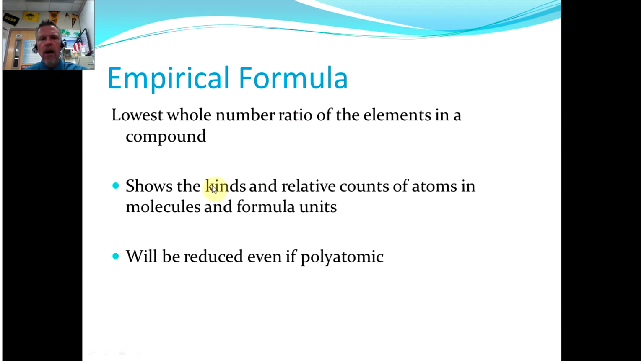And so like any formula, it shows the kinds of atoms that are in a formula, but in this case, it gives you a relative number of atoms of each type that make up the molecule or the formula unit, and not the actual number. So, in a molecular formula, an empirical formula will be reduced to its lowest whole number ratio, even if you're dealing with the polyatomic. So let's look at an example, and I think we'll make this a little more clear.